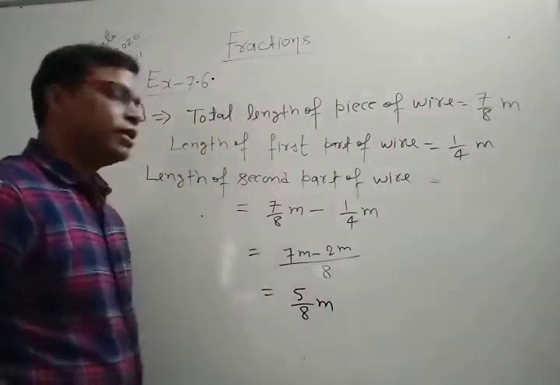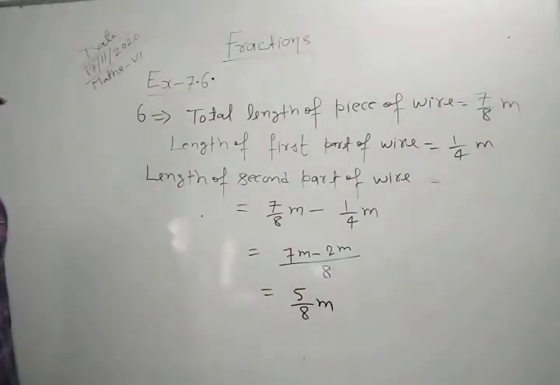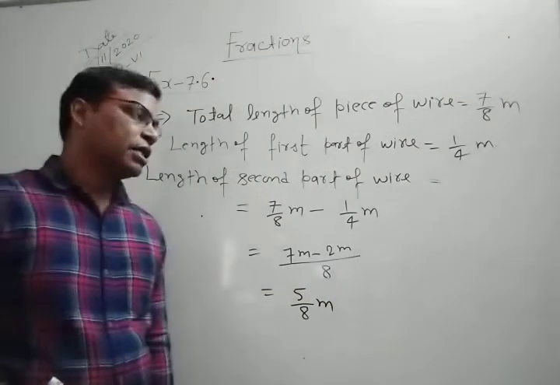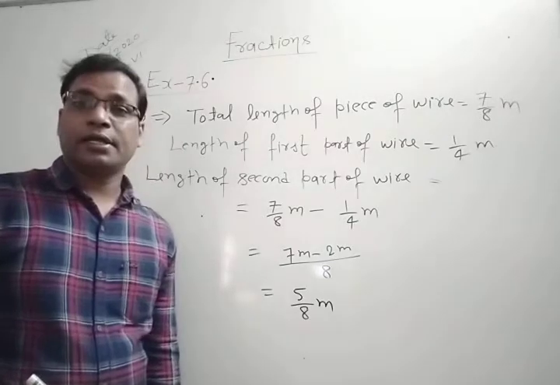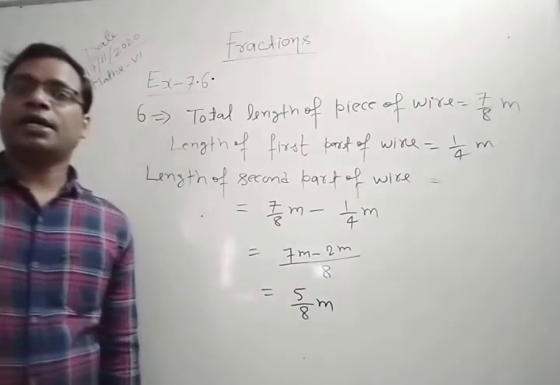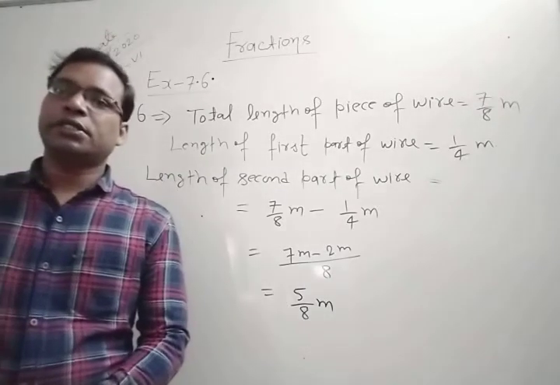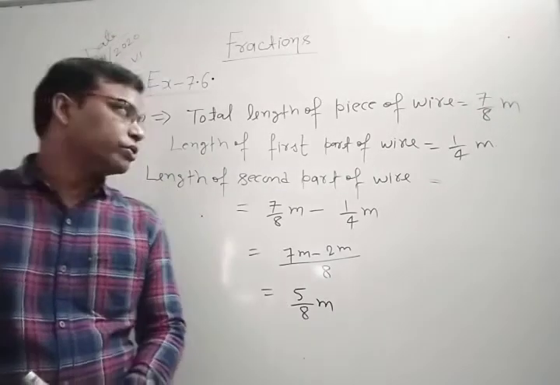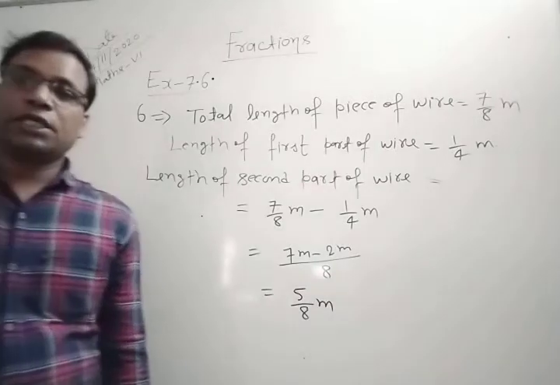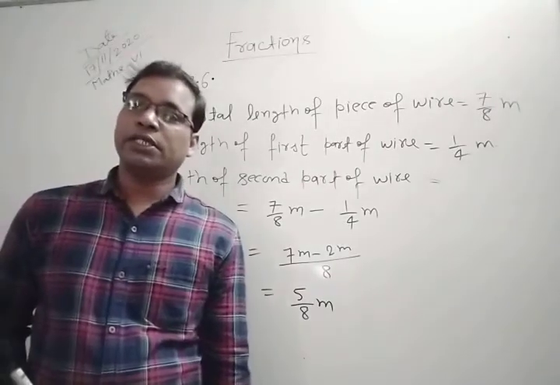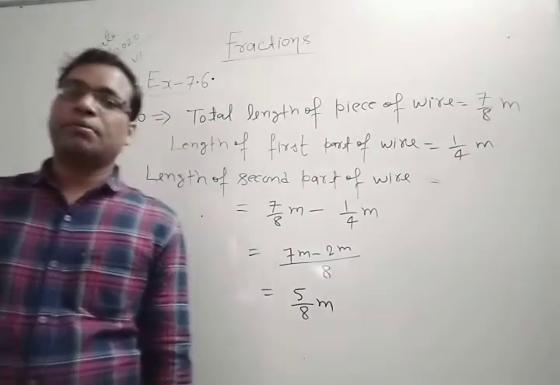So hence here you can see the length of the second part of wire is 5 by 8 meter. So students, I hope all of you understood this question. Now we are going to discuss the next question. What is the next question? The next question is question number 7 of this exercise 7.6, chapter 7, fractions.